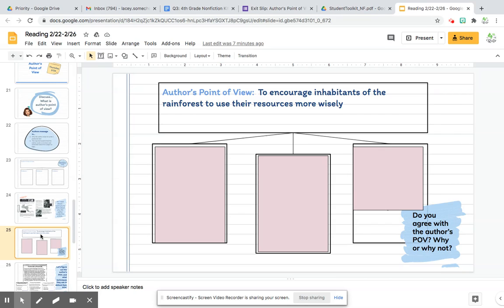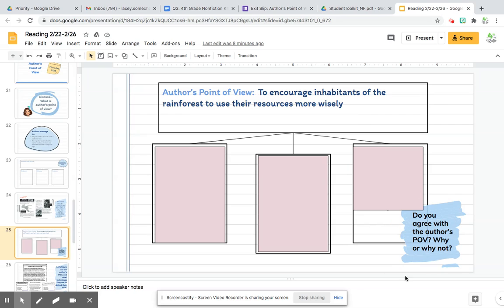So based on the information that we have actually read, as well as my own knowledge about problems with the rainforest, I can draw a conclusion or even infer that the author feels strongly about how people should live in harmony with nature and take care of natural resources. So let's go ahead and put this author's viewpoint. They want to encourage inhabitants of the rainforest to use their resources more wisely. So that was definitely my author's point of view, their outlook, and they were trying to get that across in the article. Now, what was the evidence?